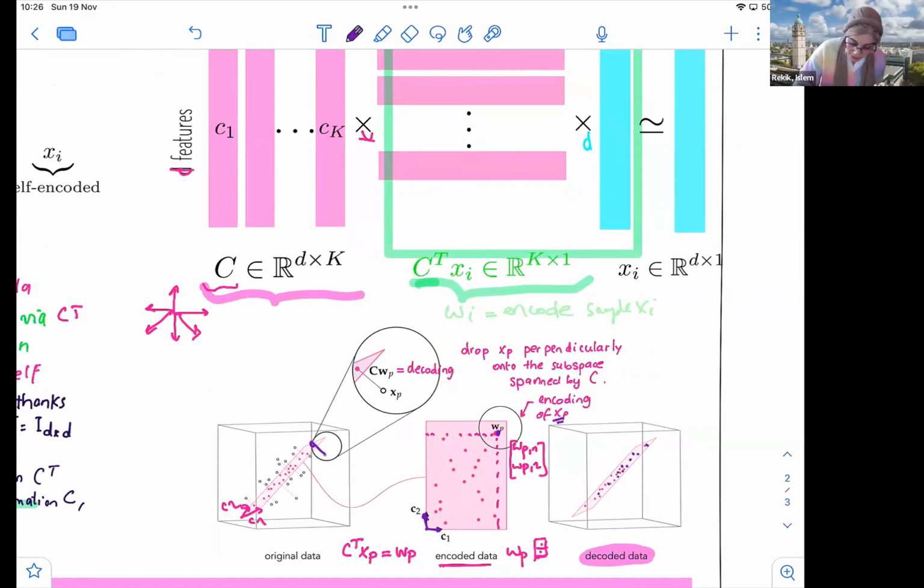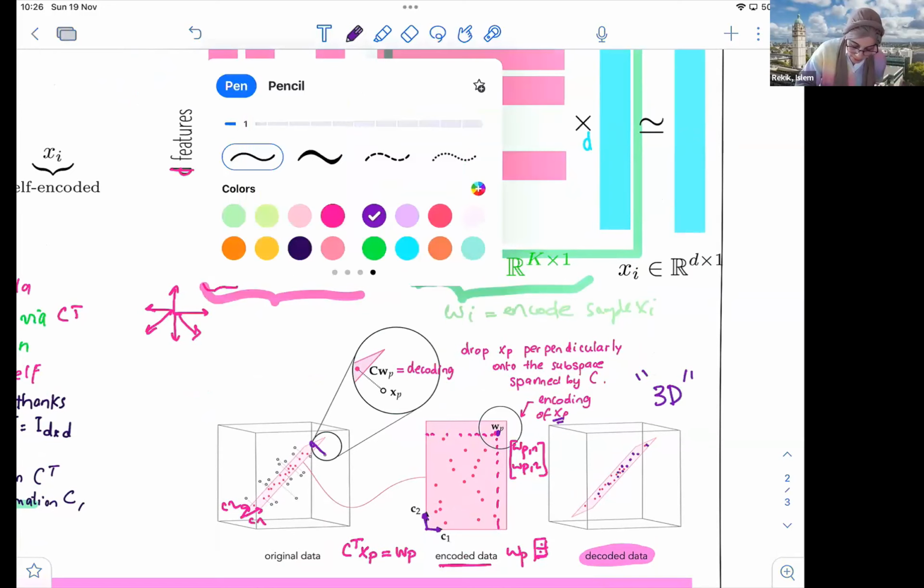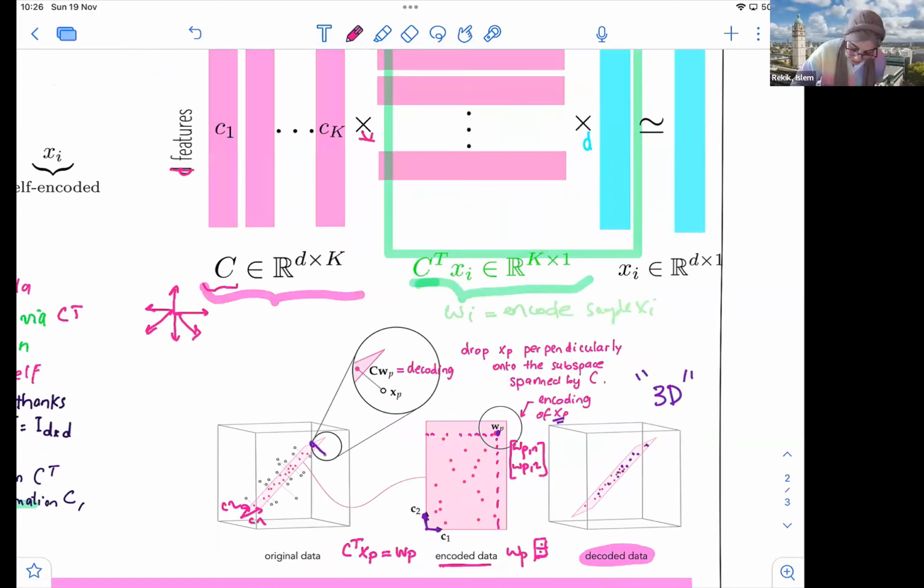We are back to the original space when we decode, but somehow the decoding is represented in 3D, yet it's still in a compact form. Everybody belongs to the same hyperplane because of the dimensionality reduction in the encoding space. So what happens when we decode is that we drop XP perpendicularly onto the subspace spanned by C. So this is what happens.